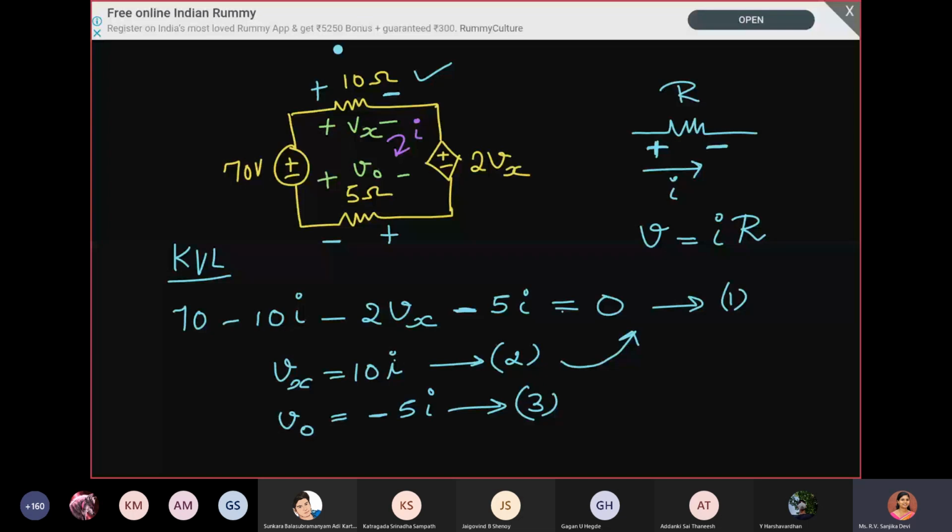I is equal to 2, ma'am. Yes, I is equal to 2. I think we already solved the numerical yesterday. Yes, ma'am. But I just wanted to give clarity on this part.